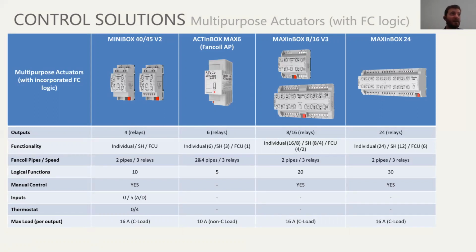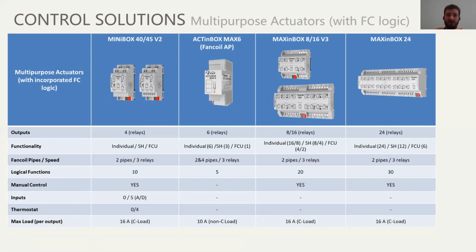The Maxim Box family, both 8 and 16 version 3. Version 3 just stands for the new family. In terms of the fan coil configuration, it's basically the same thing as the Maxim Box 24. All of them, the Maxim Box 8, 16, or 24, can control fan coils with 2 pipes and 3 relays. That means, because it has the fan coil control logic built in, you don't have to make that logic yourselves.